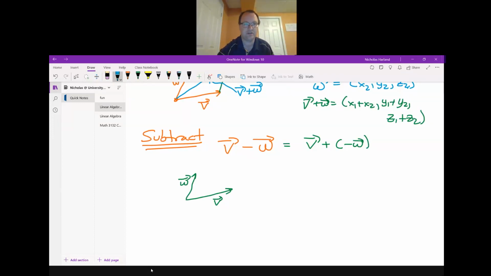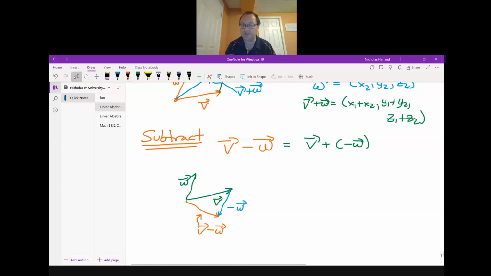In other words, I'm not going to take a W and put it at the end of V. I'm going to take a negative W, same length, opposite direction, and I'm going to put that at the end of V. So V plus negative W, and there it is, V minus W.